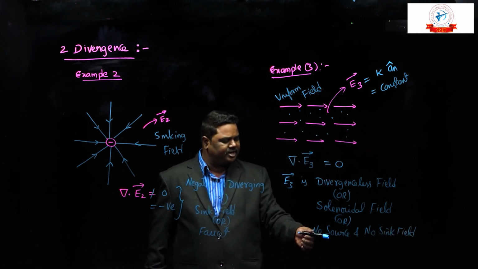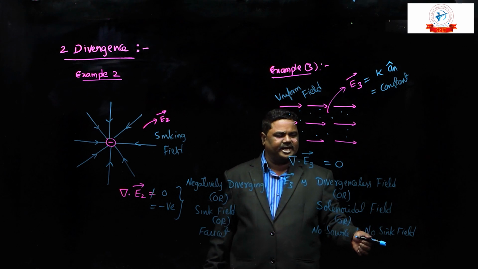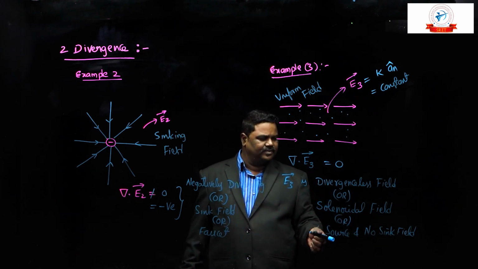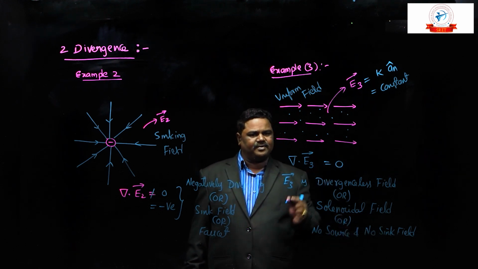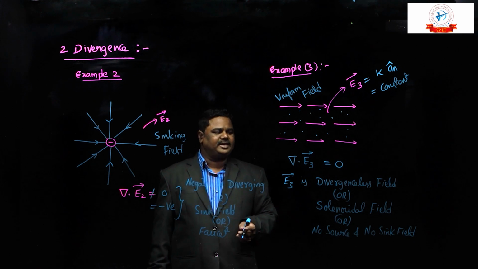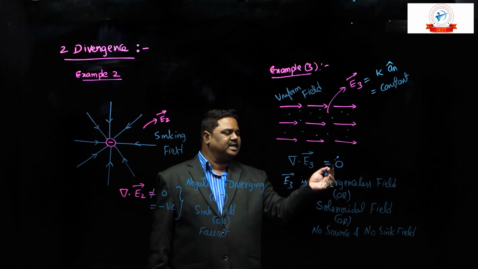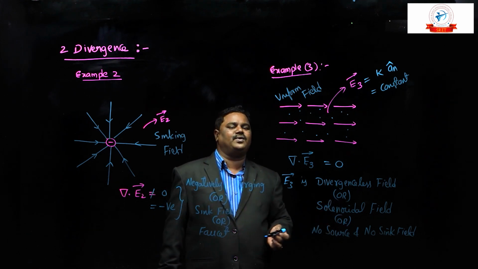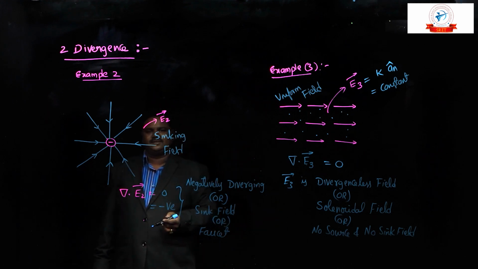You know that source field means divergence is positive. Sink field means divergence is negative. What about here? Here divergence is not positive and it is not negative, it is exactly equal to 0. So it is also called as no source, no sink field. Simply, whenever divergence of any vector field is 0, then the field is called divergenceless or solenoidal or no source and no sink field. These are the examples of divergence.